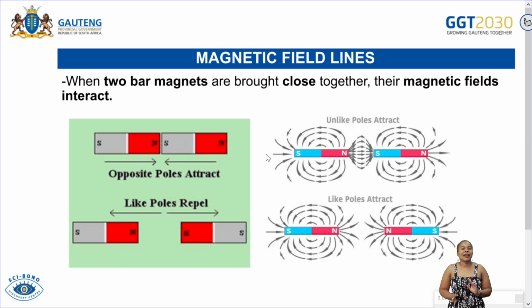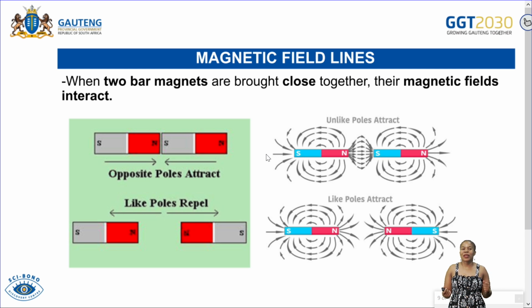Then, what happens when two bar magnets are brought closer to each other? It depends on the type of poles that are interacting at that particular time. When two bar magnets are brought close together, their magnetic fields interact. We sum it up by saying that with unlike poles, when your north and your south are brought together, their magnetic fields interact and cause the two poles to attract one another.